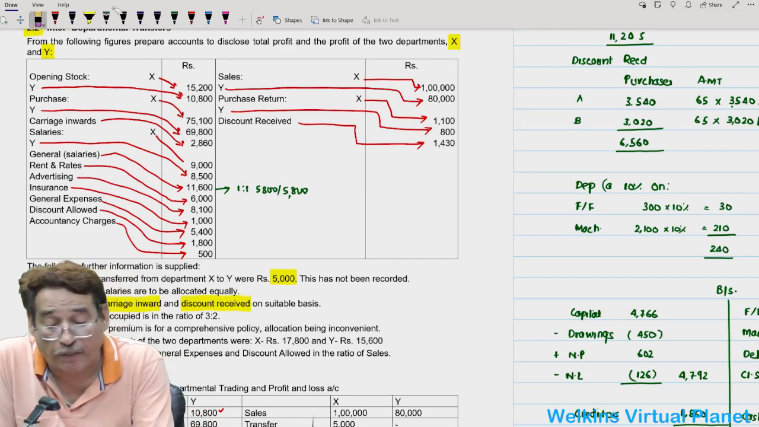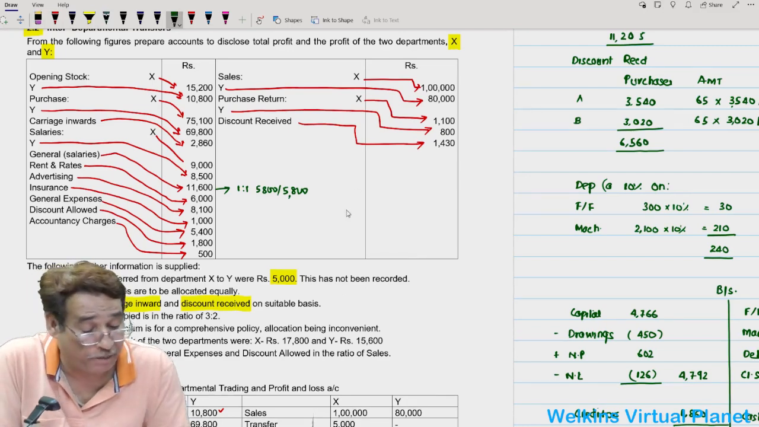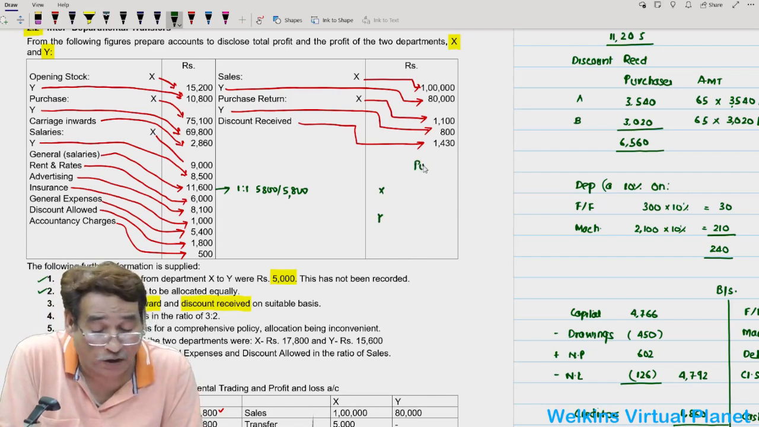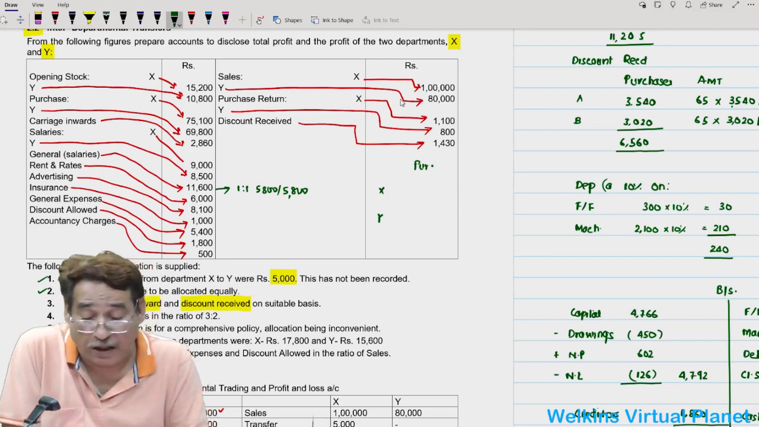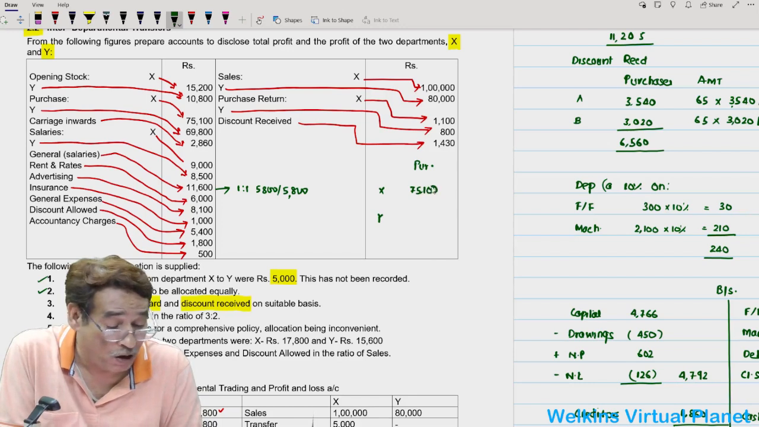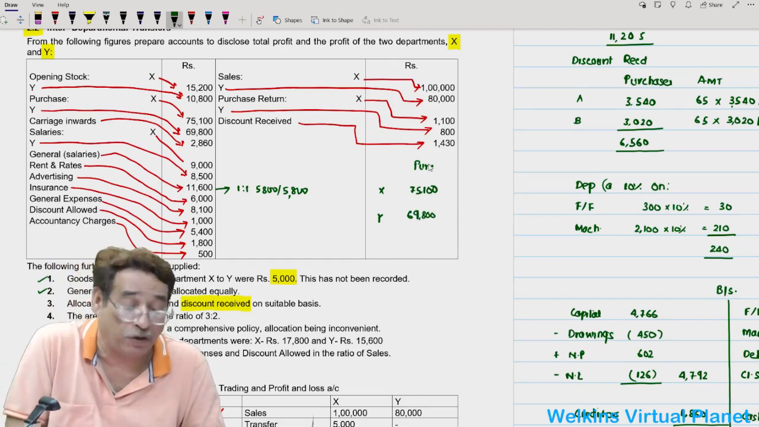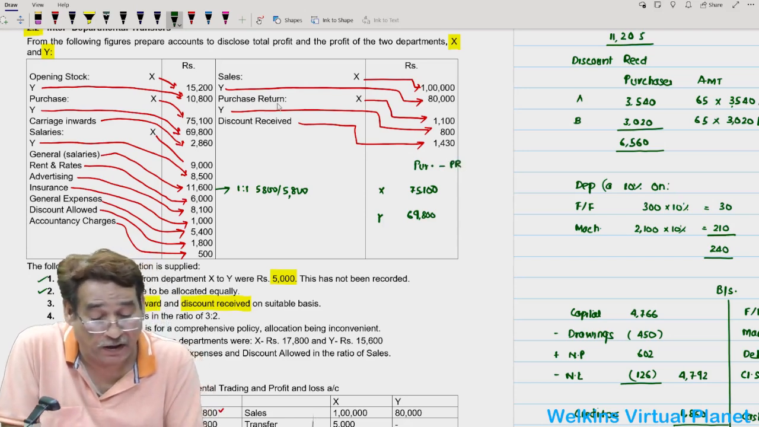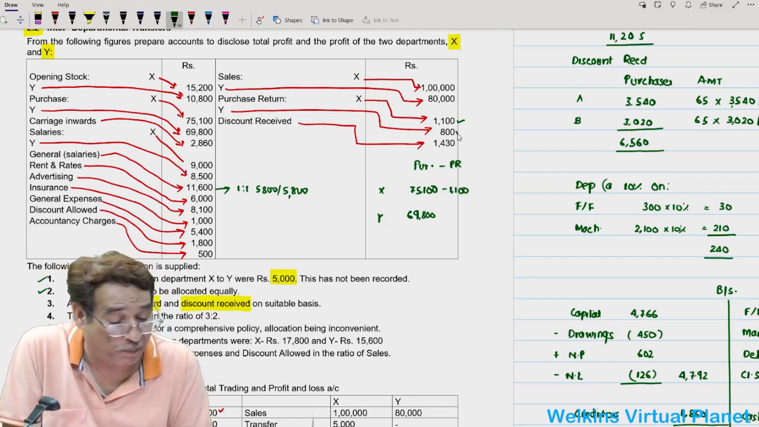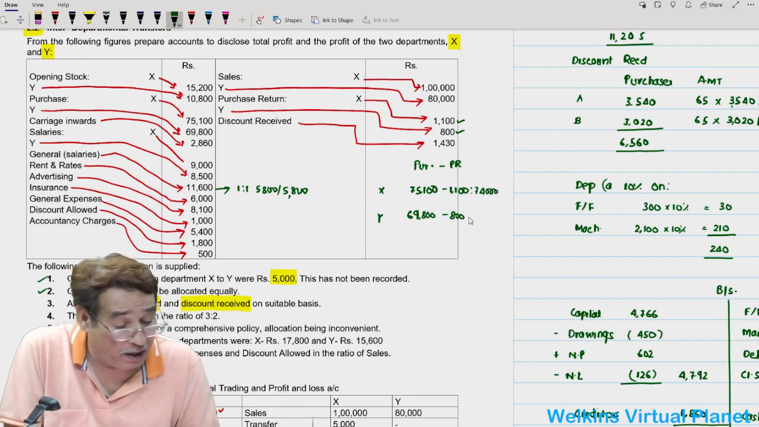Let me create a little bit of space for me. First of all, there are two departments in this question, Department X and Department Y, correct? Amount of purchases of Department X is 75,100, and purchases of Department Y is 69,800. However, in this question, some returns have also been given. Less purchases return. Purchases return of department X is 1,100 and purchases return of department Y is 800. So the net purchases is equal to 74,000 and that is equal to 69,000.